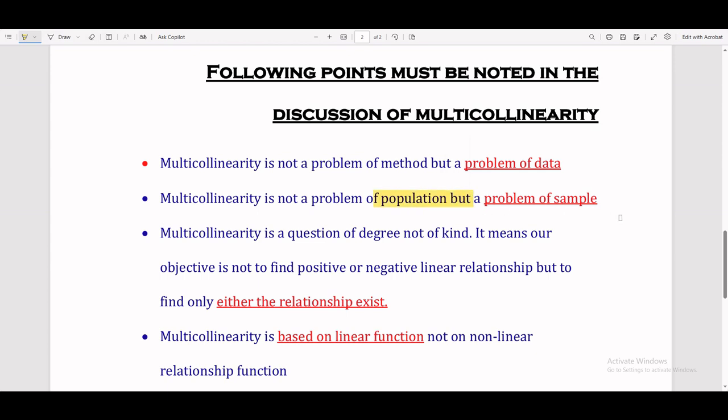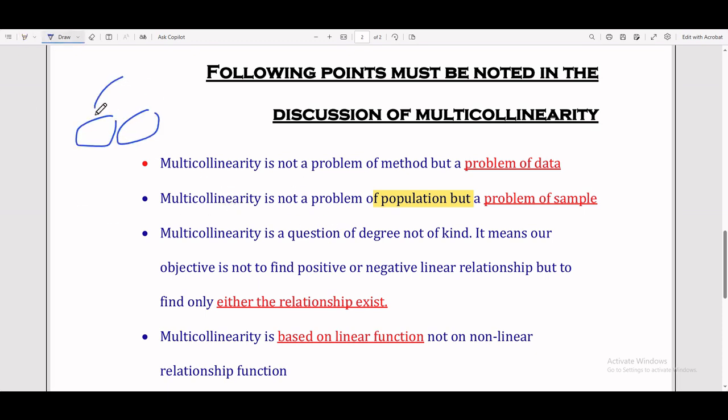It is the problem of sample, because from one population you draw a lot of samples, x1, x2, x3, x4, and because these samples are drawn from the same population, there is chance that there is some type of collinearity among these samples. So this is the problem of sample.